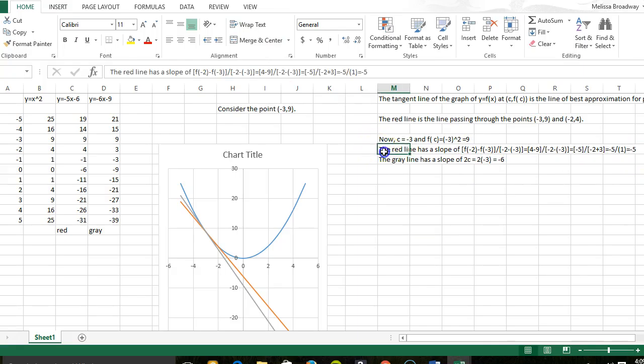Now, if I hit this, f of negative 2 minus f of negative 3 over negative 2 minus negative 3, this is my red secant line, and it's red. F of negative 2 is 4, f of negative 3 is 9, over negative 2 minus negative 3. But if I minus a negative 3, remember that's plus 3, and negative 2 plus 3 is positive 1. So that's all I'm saying right here. And now 4 minus 9 is negative 5 right here. And negative 5 over that positive 1 that we got is itself negative 5.